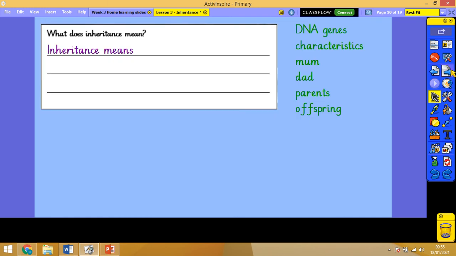Okay? So, right, first things first then, what I'd like you to do is, on your sheet, where it says what does inheritance mean, I just want you to write your version of what you think inheritance means. So here's some keywords down the side. You've got DNA, genes, characteristics, mum, dad, parents and offspring. So just write what you think inheritance means in that box and pause the video while you do that.